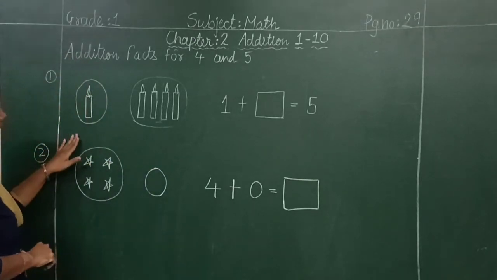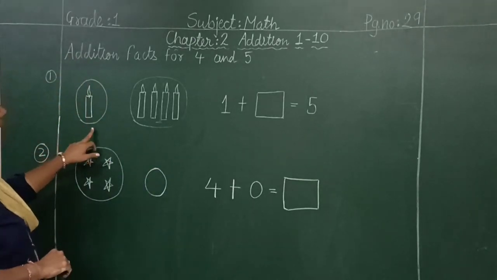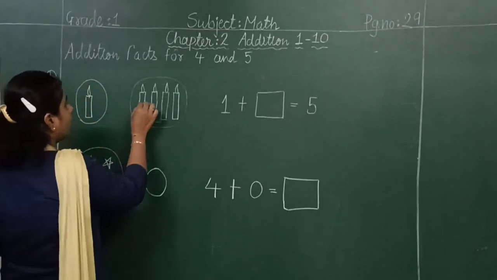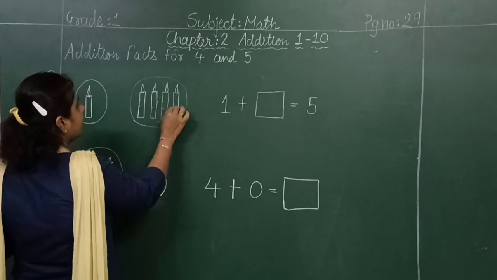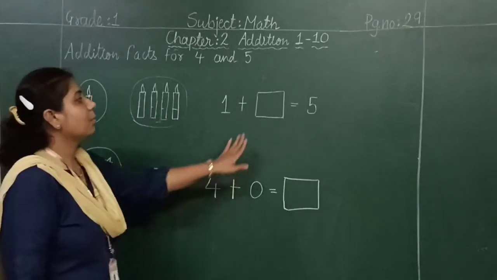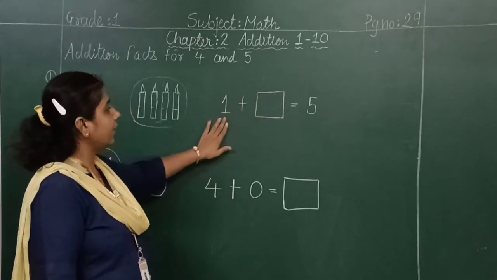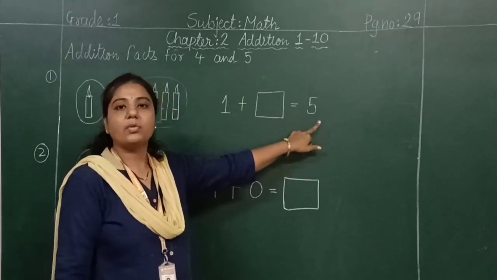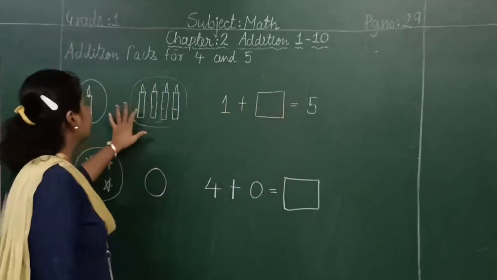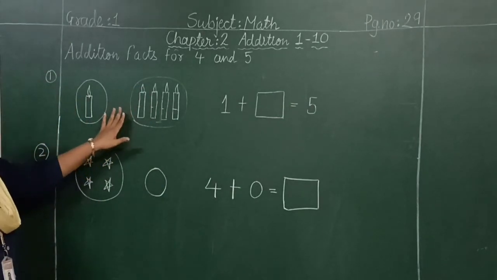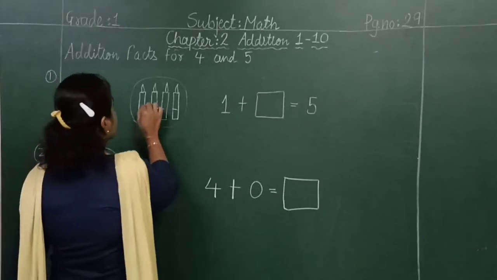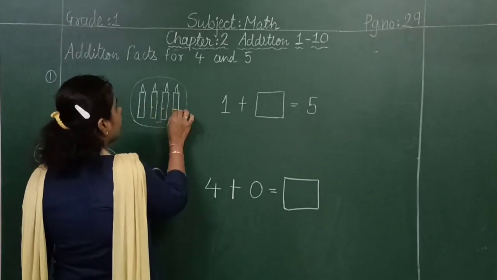Students, here we are having in number 1, 1 candle. Yes, here we are having how many candles? Count: 1, 2, 3, 4. Here, boxes empty. 1 ke andar hum kitne add karenge? To answer will be 5. So, here pictures are there. So, what you have to do? You have to just count and write down in the box. So, 1, 2, 3, 4.